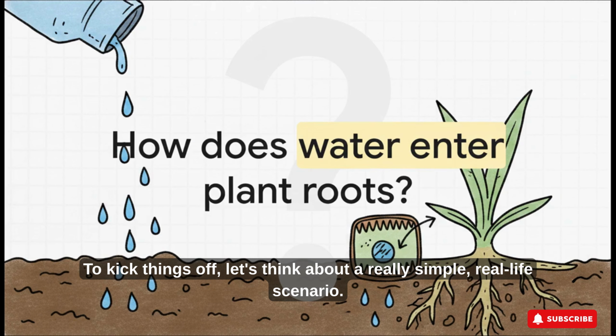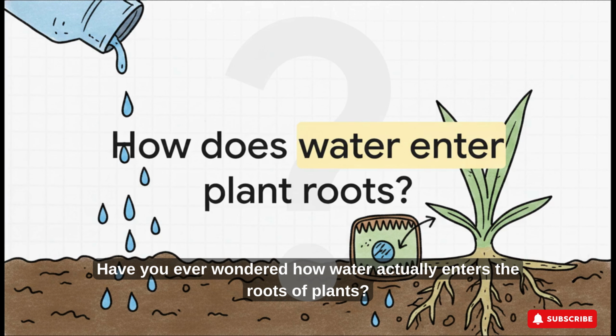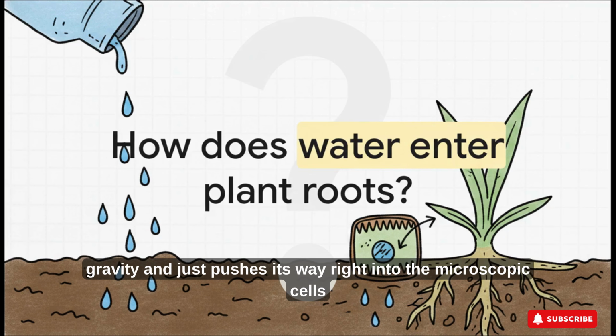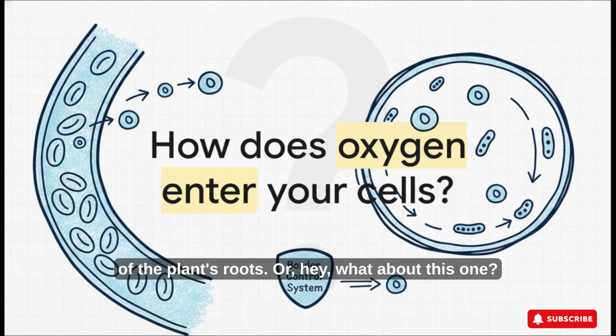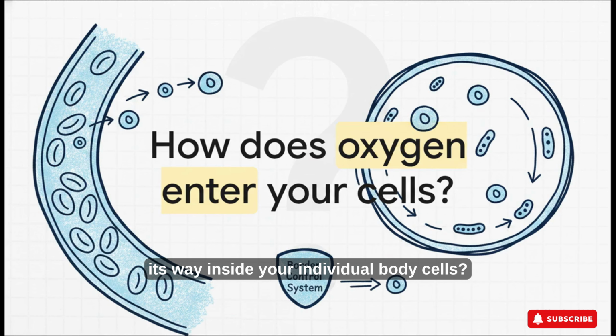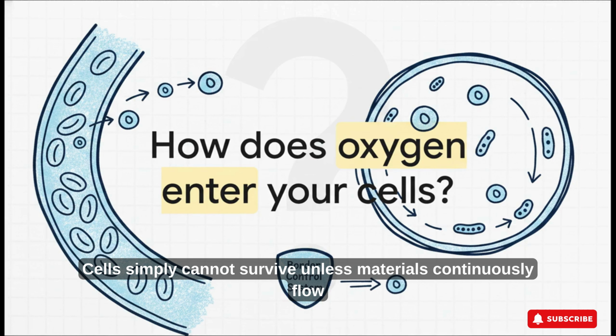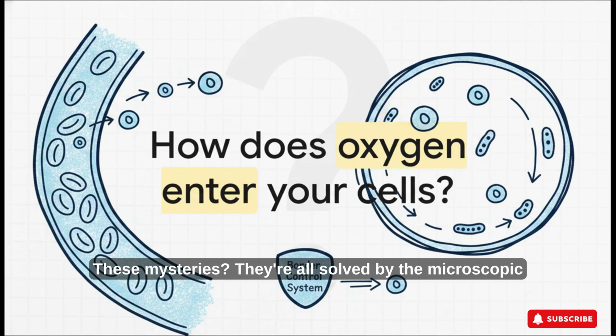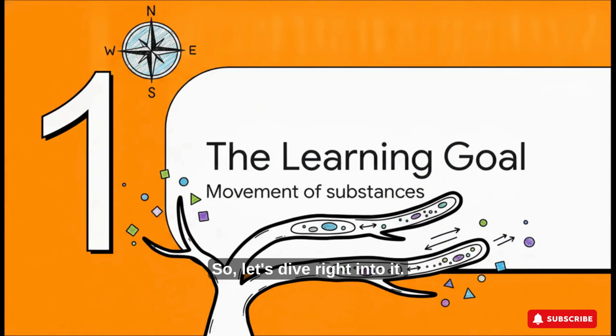To kick things off, let's think about a really simple real-life scenario. Have you ever wondered how water actually enters the roots of plants? You pour water into the dirt, and somehow it defies gravity and just pushes its way right into the microscopic cells of the plant's roots. Or, hey, what about this one? How does the oxygen you literally just breathed in make its way inside your individual body cells? Cells simply cannot survive unless materials continuously flow in and out of them. And these everyday mysteries are all solved by the microscopic border control systems we call cellular transport. So let's dive right into it.